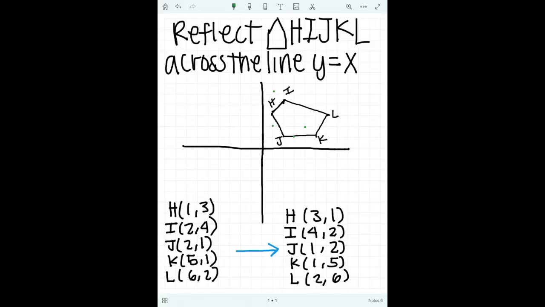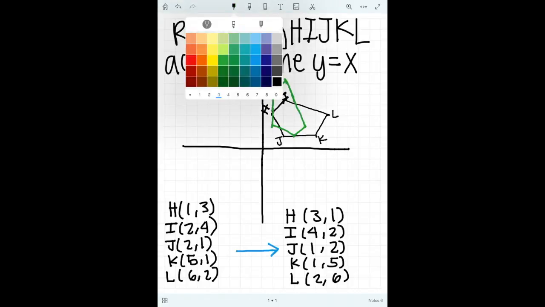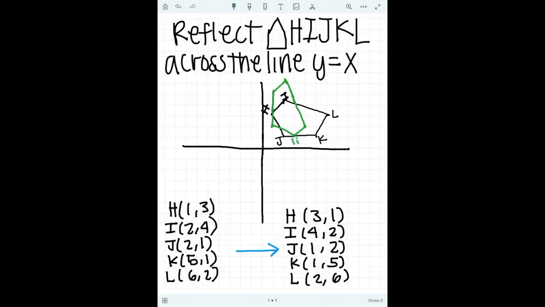Now all that's left to do is to draw this image. You already have the pre-image, and now you will draw HIJKL's image. And also label this image and make sure to use your prime so that you can see which figure is the image and which figure is the pre-image if you don't have another color pencil.